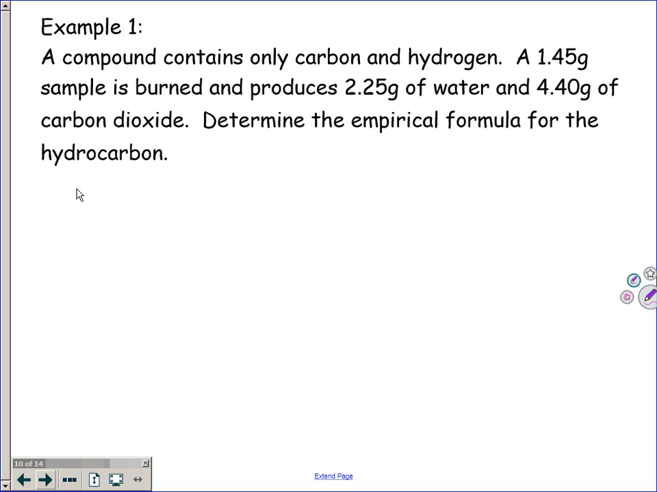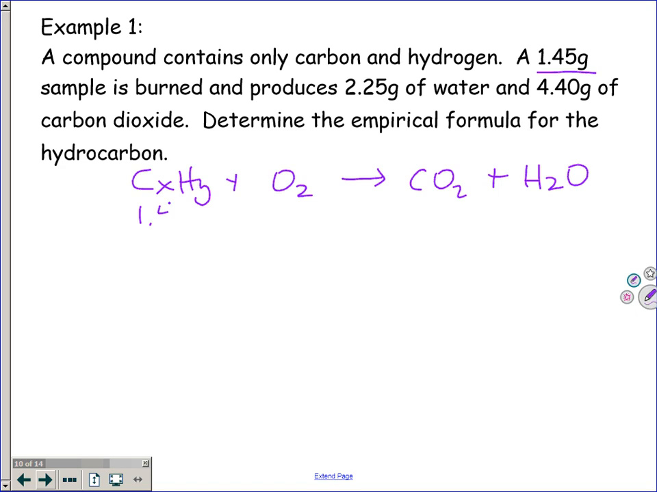Okay, write down your little equation just to show yourself what's happening. Oops. So we're making carbon dioxide and water. Sorry guys, the perfectionist in me can't have red and purple on board. It's just not going to work. Okay. Alright, so I know everything about this combustion equation. I know this is 1.45 grams. I don't know what this is, but I can figure it out if I wanted to. I got 2.25 grams of water, and I have 4.4 grams of carbon dioxide.